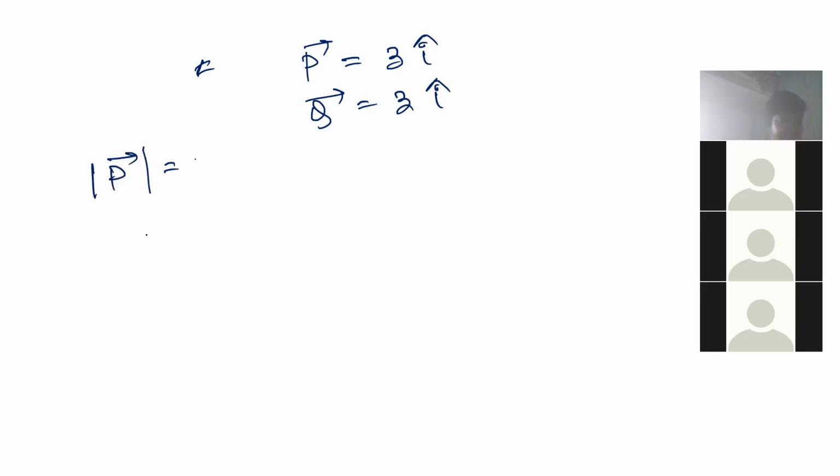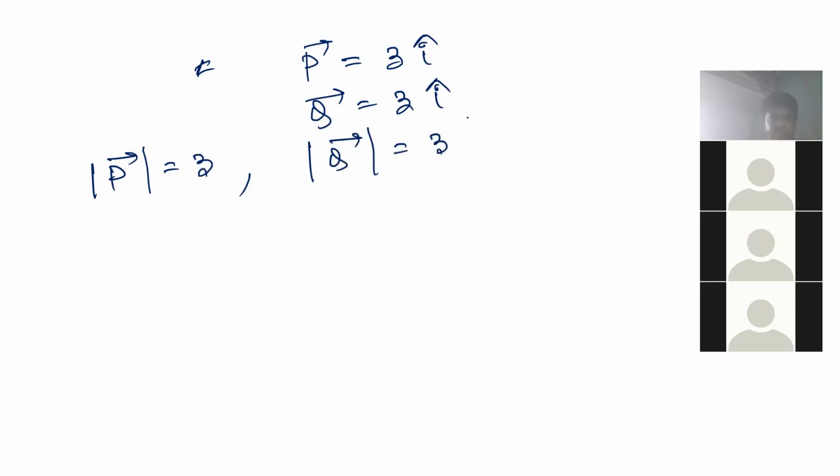Now, what should be the examples of equal vectors? Suppose in this case we are taking a different example: p vector equals 3 i cap, and the q vector is also equal to 3 i cap. If I find out the magnitude of both vectors, that means modulus of p vector will be equal to 3 and modulus of q vector is also equal to 3.